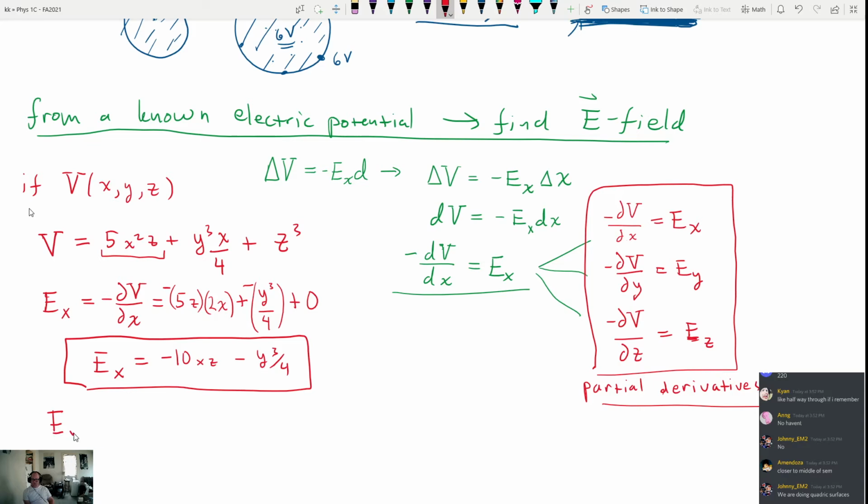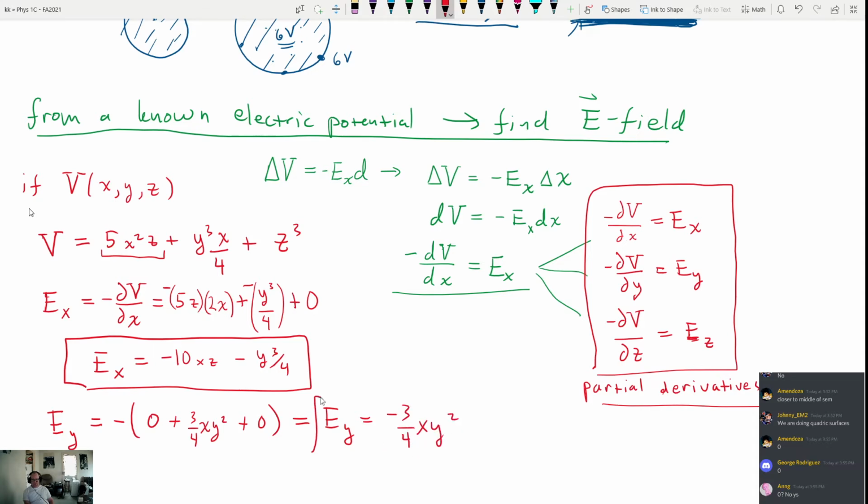And we can go through and do this for all of them. If we do the y one, the first term, what's the partial derivative of this term with respect to y going to be? So Ey is the partial with respect to y. It's 0. What's the partial derivative of this one? X over 4 we treat as a constant. You get 3y squared from here. So I'm going to say that this one is going to be 3 over 4 times x times y squared. And then again plus 0. So that means that Ey is equal to negative 3/4 xy squared. Does that look right to everyone? Did I make a mistake?